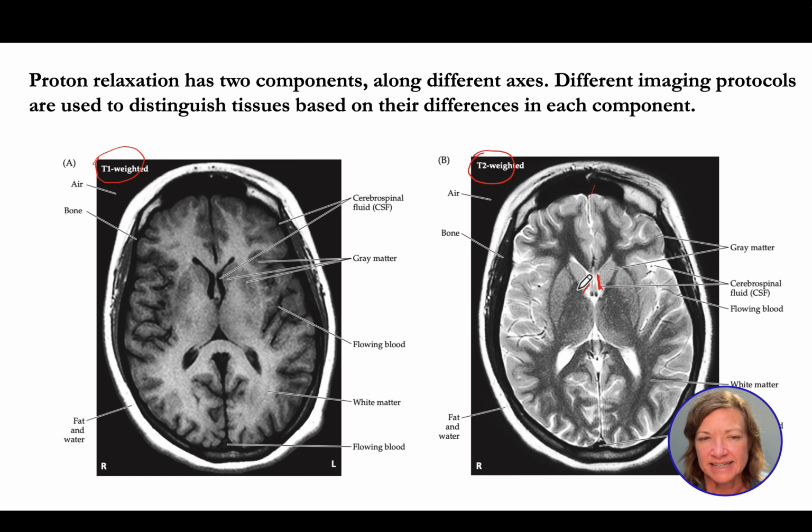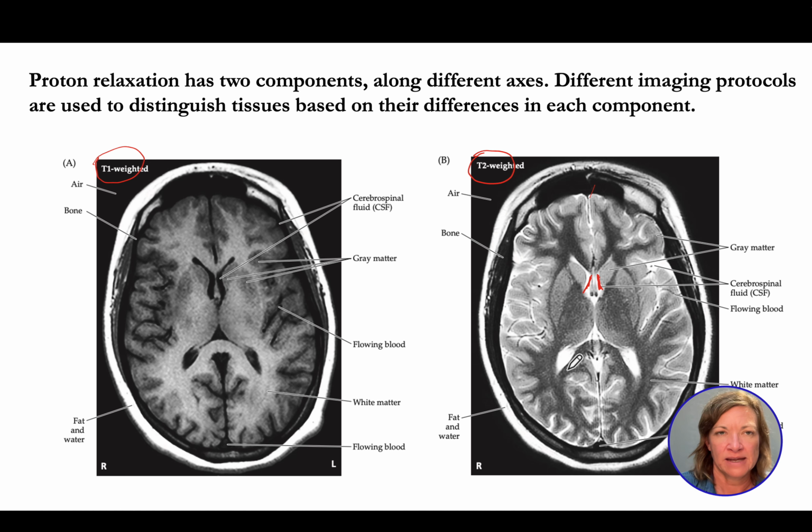Another sort of simplistic categorization is that we often use T1 weighted images to look at normal anatomy and T2 weighted images to detect pathology. And that's a little bit of an oversimplification, but somewhat true. T2 weighted images, the fluid in the ventricles is so bright that it tends to obscure edema or other pathology adjacent to the ventricles.